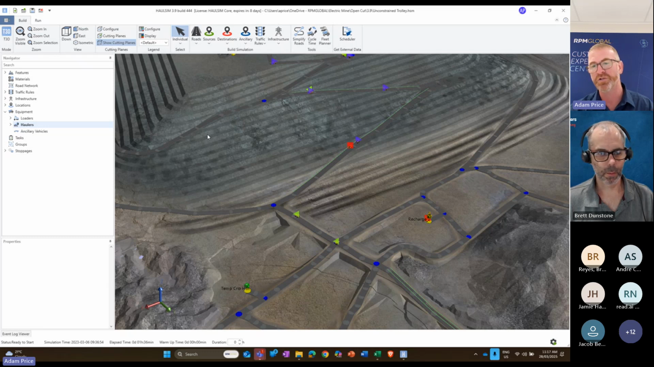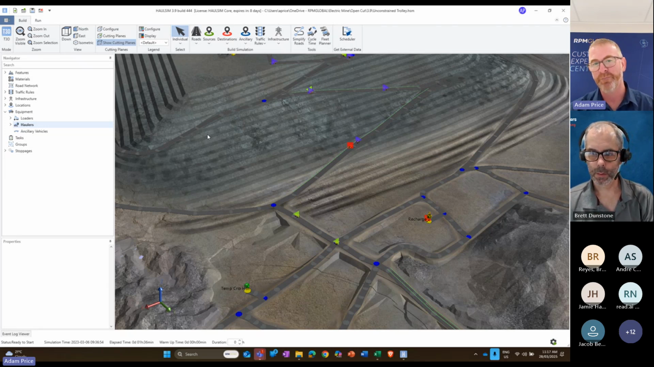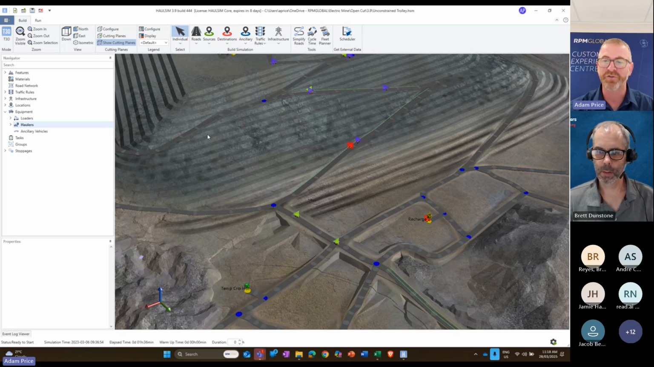I'm a mining engineer, and I wanted to make it easy enough for my peers to be able to use. So we didn't want to turn them into coders. We wanted it to be accessible to the people that actually had the problem to solve. So yeah, it's different to the other simulation software that you can get off the shelf.